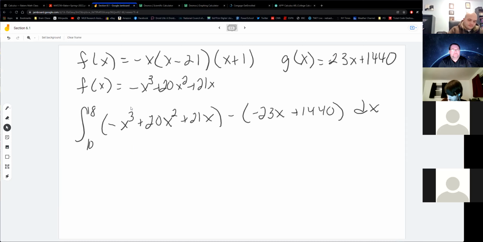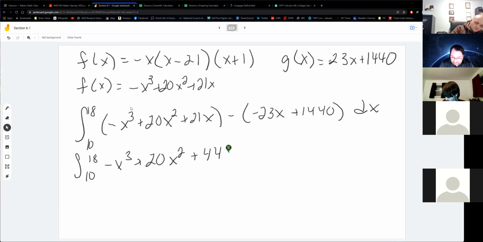So now we have to put these two equations together to make our lives a little bit simpler. I've got negative x to the third plus 20x squared, positive 21x and a positive 23x, so 44x, and then minus 1440. Don't forget to distribute that negative sign to both parts. It's very, very easy to screw that up and forget.